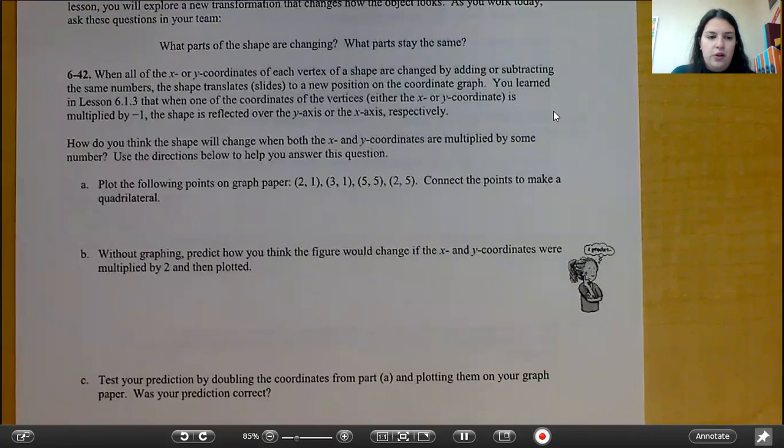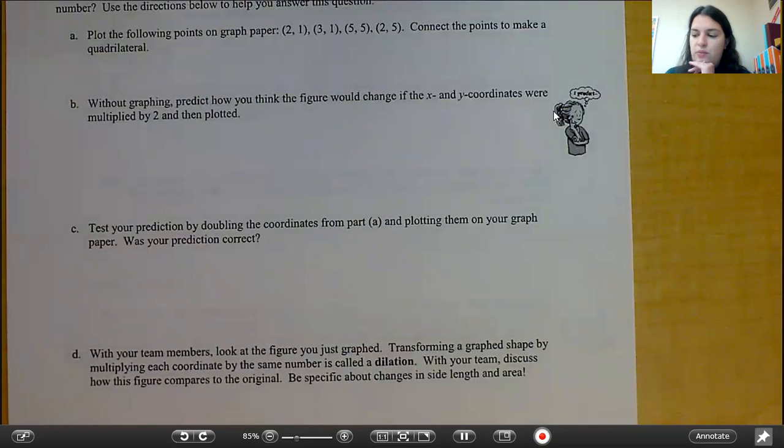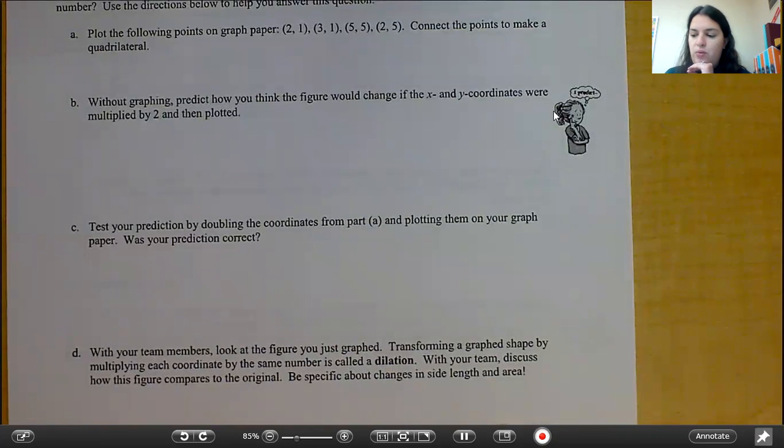A. Plot the following points on graph paper: (2, 1), (3, 1), (5, 5), (2, 5). Connect the points to make a quadrilateral. B. Without graphing, predict how you think the figure would change if the x and y coordinates were multiplied by 2 and then plotted. C. Test your prediction by doubling the coordinates from part A and plotting them on your graph paper. Was your prediction correct?